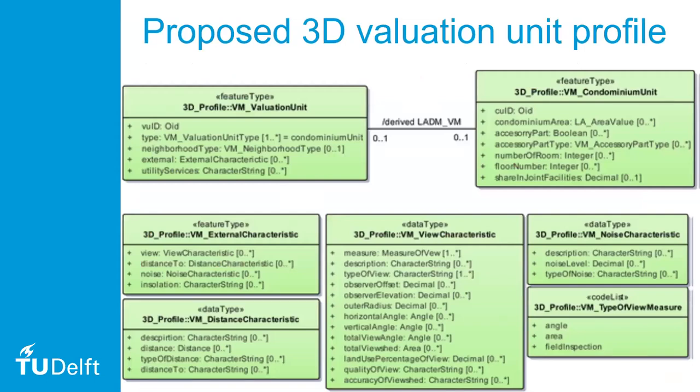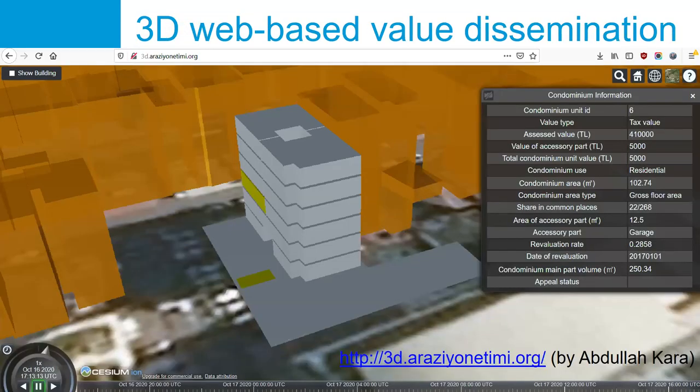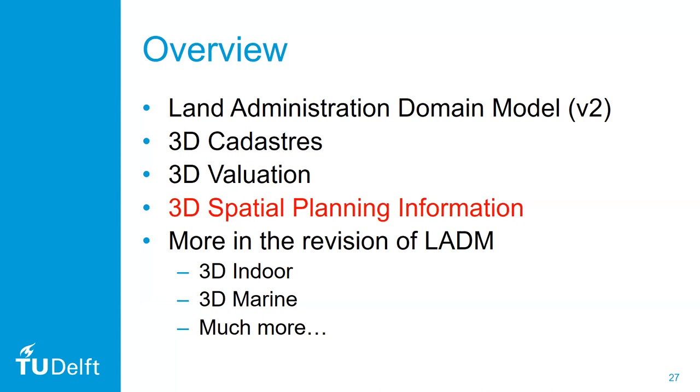This is a specific profile, the 3D profile. Perhaps you saw in the initial valuation model, no 3D information. Here is a 3D specialization of the valuation model. And this is a prototype for disseminating 3D valuation information. You can click on any apartment in a condominium and you get the price. And this has been developed by Abdullah Kara from Yildiz Technical University in Istanbul, Turkey. 3D spatial planning.